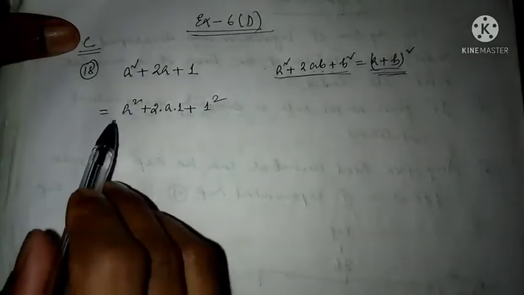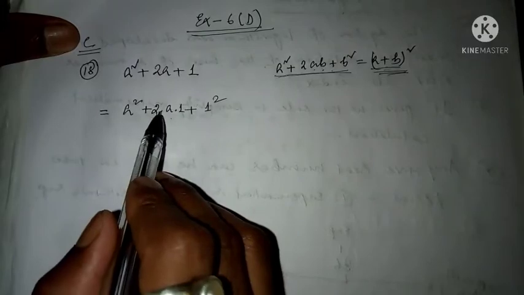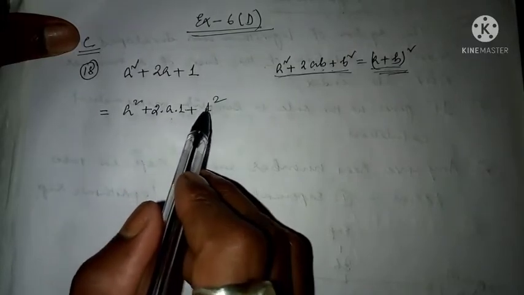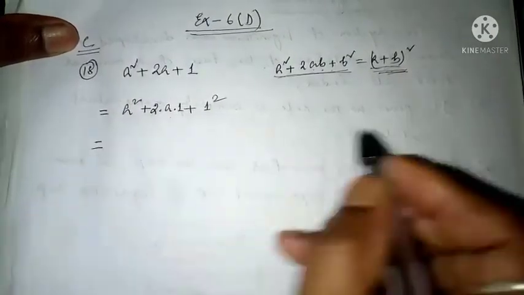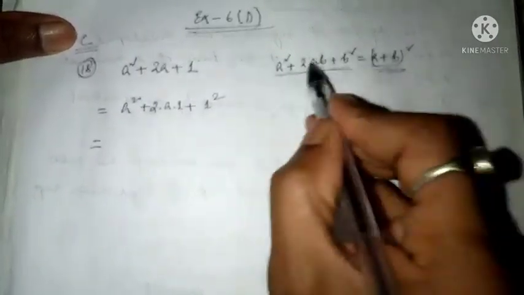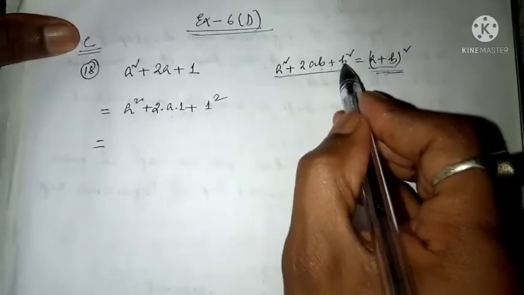Now see, I have arranged it here in the same way: a square plus 2 times a into 1 plus 1 square. That means now I can write the a plus b whole square form. Now a plus b whole square means, see, this a is your first term and b is your third term.